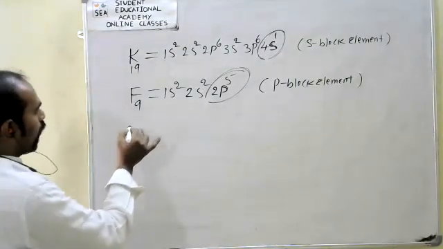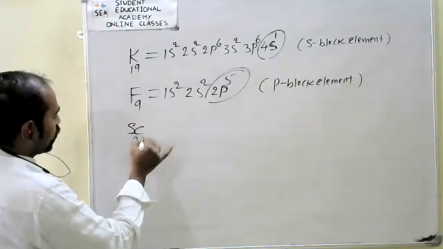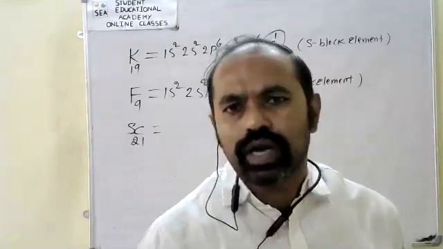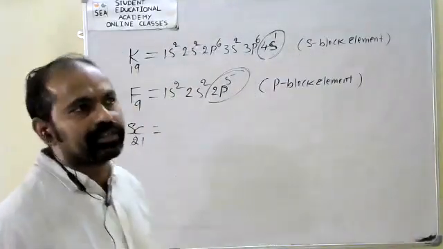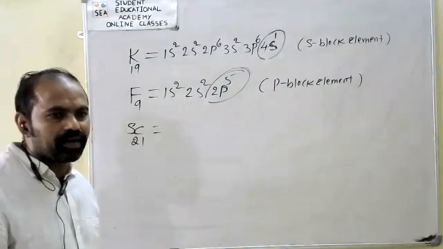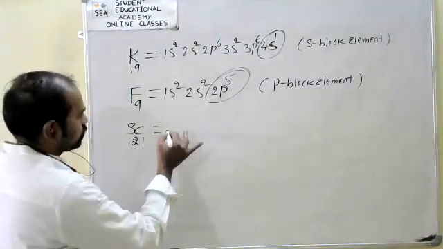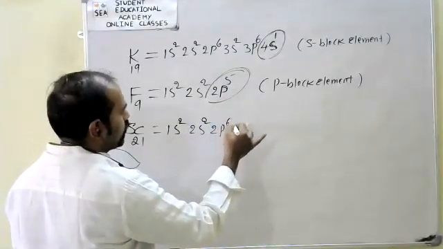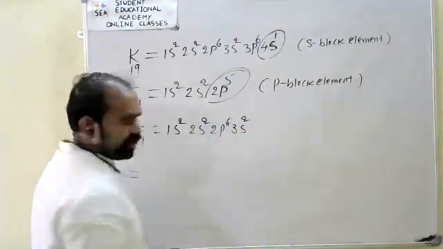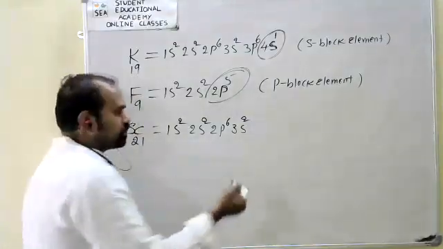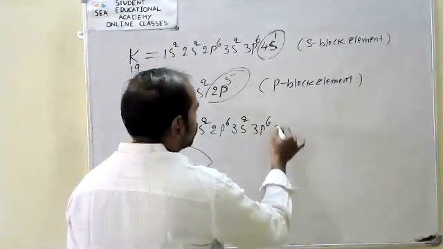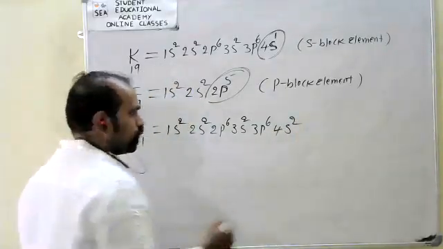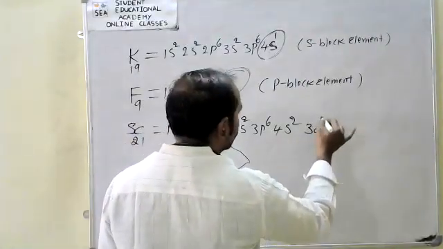Okay, now I have taken scandium. Its atomic number is 21. What about its electronic configuration? 1s2, 2s2, 2p6, 3s2, 3p6, 4s2, and next 3d1. Very good. 3d1.